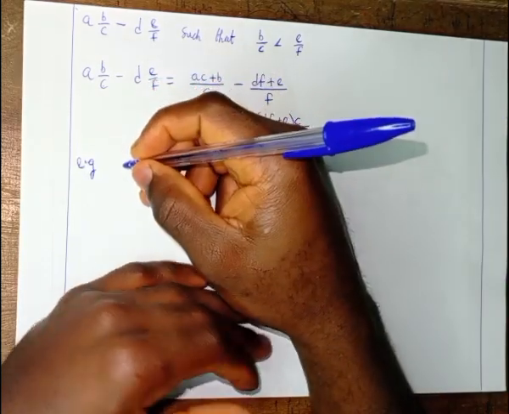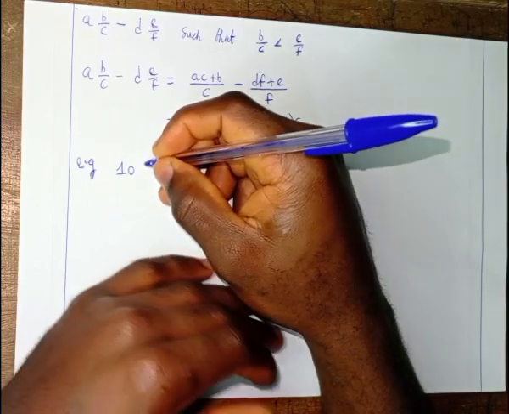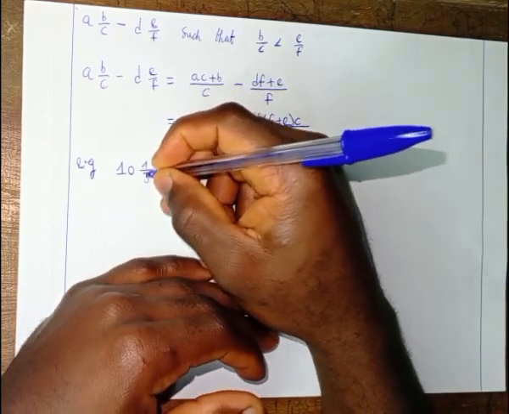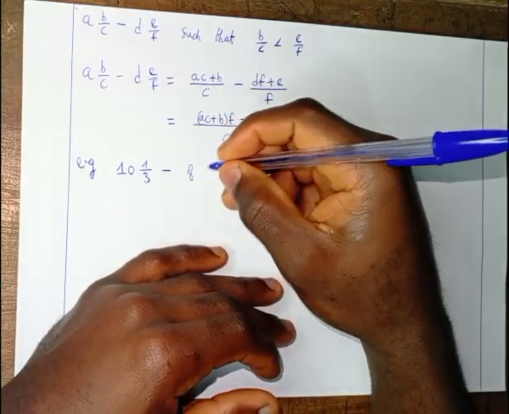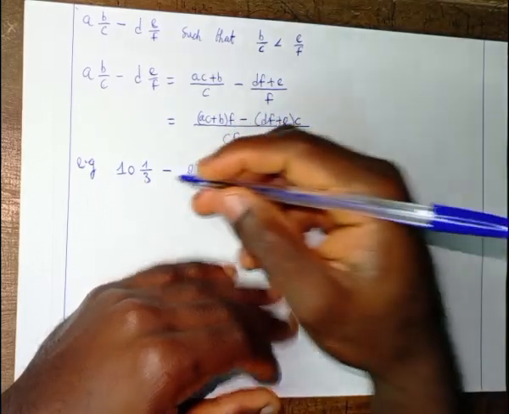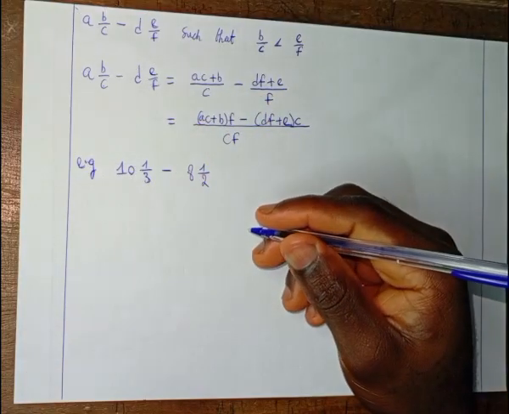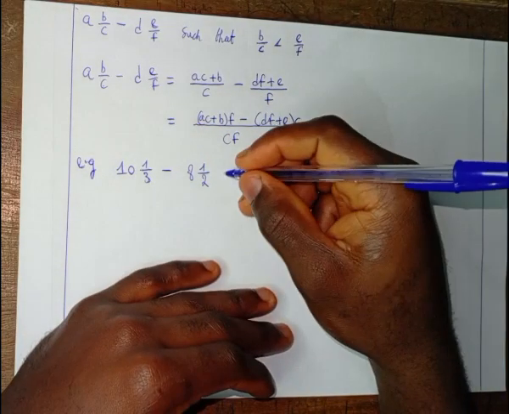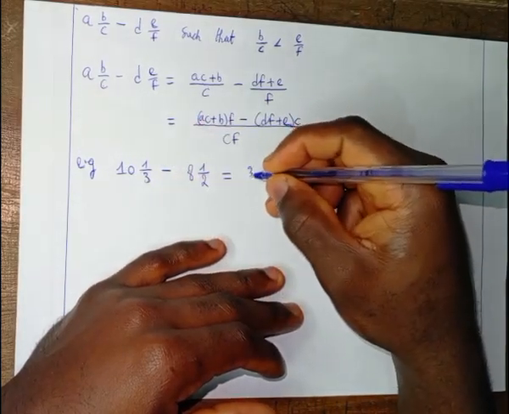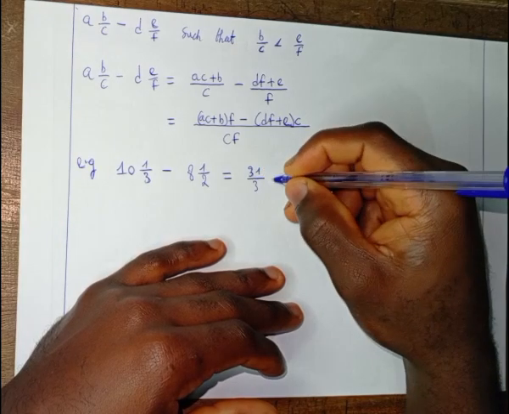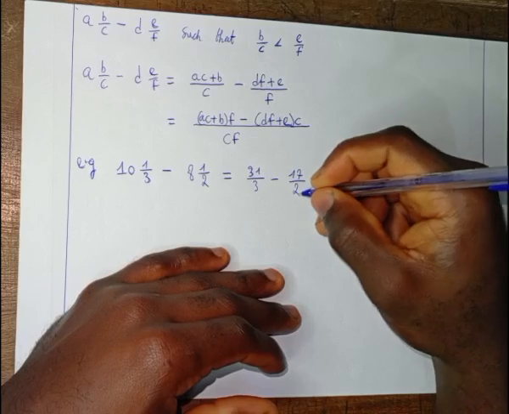We have 10 and 1/3 minus 8 and a half. You see that 1/3 is less than a half. In this case, we must change the two mixed fractions to improper fractions. So this will simply be equal to 3 times 10 gives us 30 plus 1, then 31 all over 3 minus 2 times 8 gives us 16 plus 1, 17 all over 2.